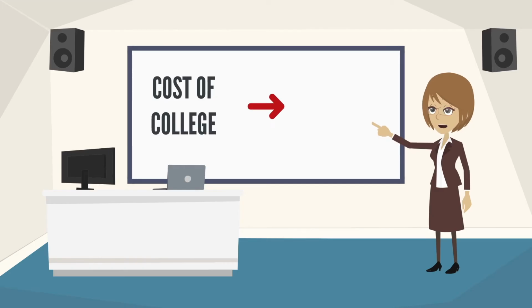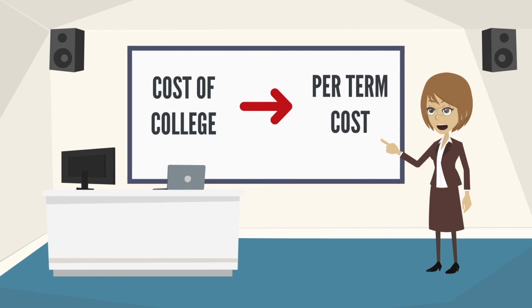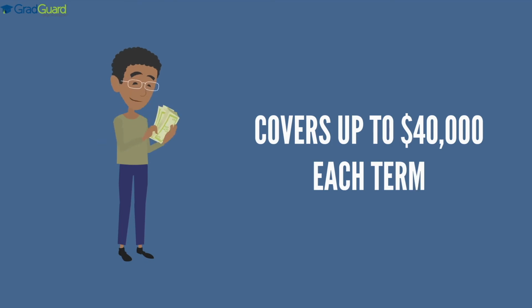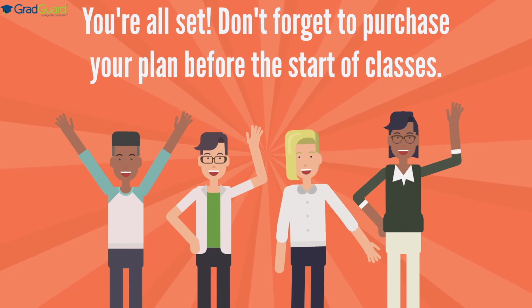You're almost finished. Now that you have calculated your unique cost for college, determine your per-term cost and use that amount to cover each term. Each term provides up to $40,000 of coverage. That's how to use our tuition insurance coverage calculator. Remember to purchase your tuition insurance before the start of class.